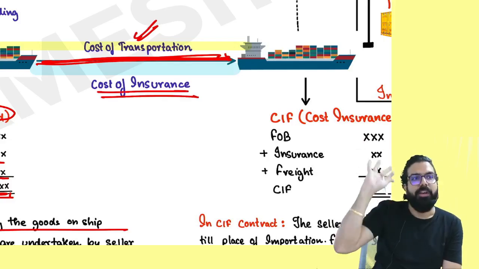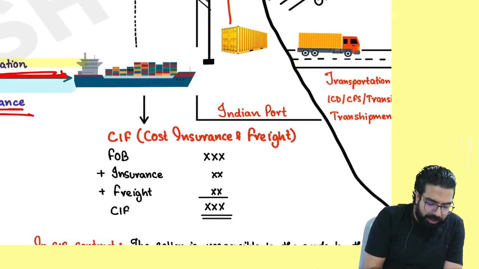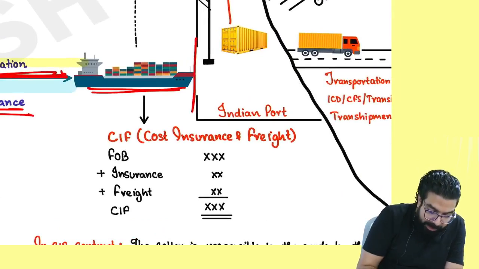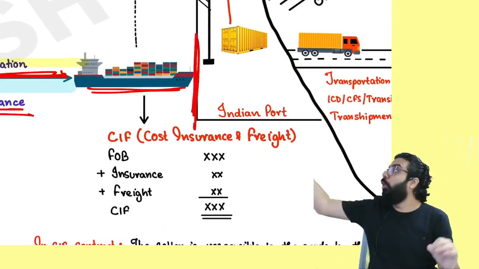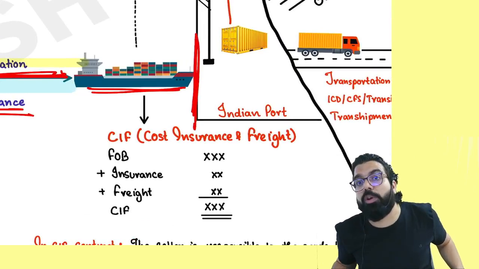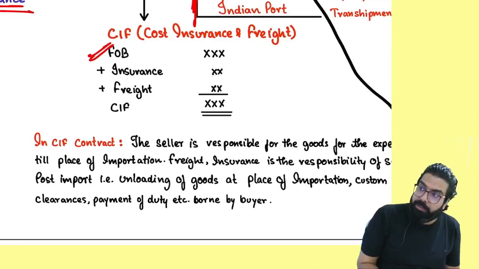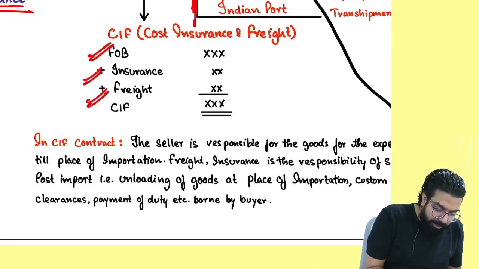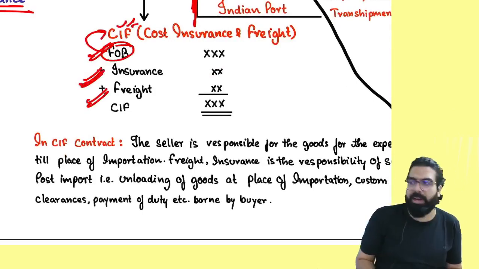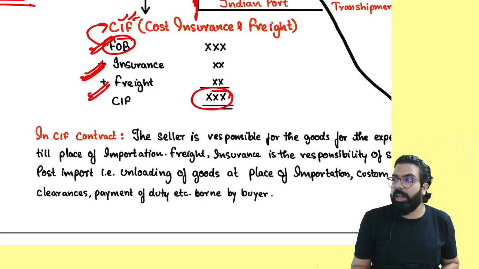All this cost of insurance, I will pay. And I will make the goods reach till the Indian port. Till the goods reach the Indian port, all the expenses will be mine. That is known as CIF. First is the FOB price plus insurance and freight. FOB means the cost plus the insurance and the freight price. So it is total CIF price.